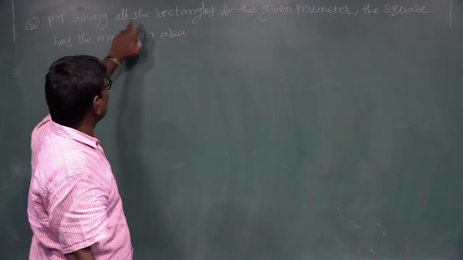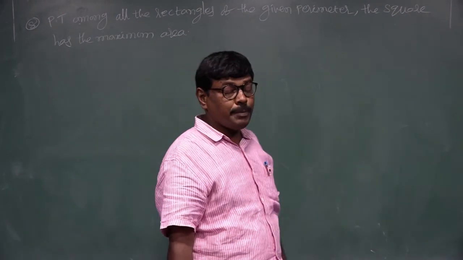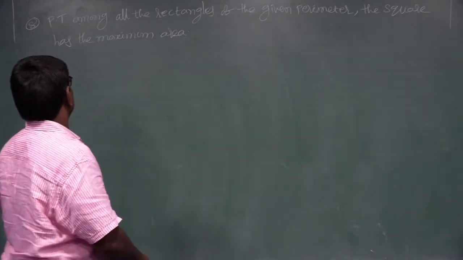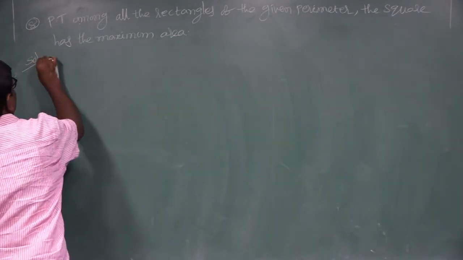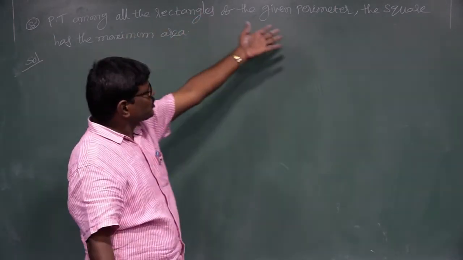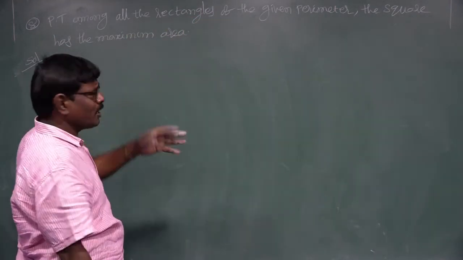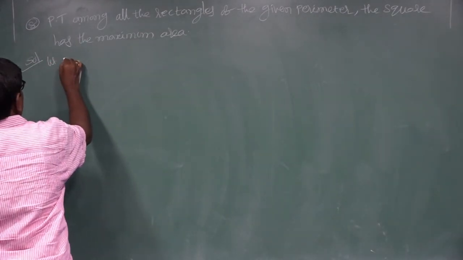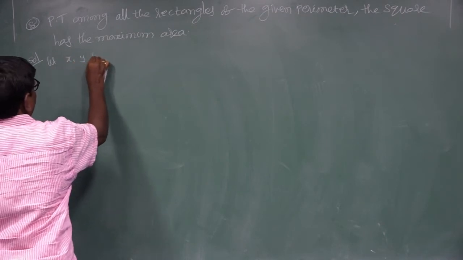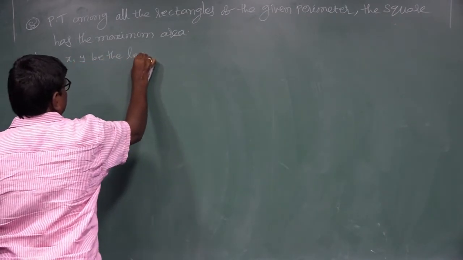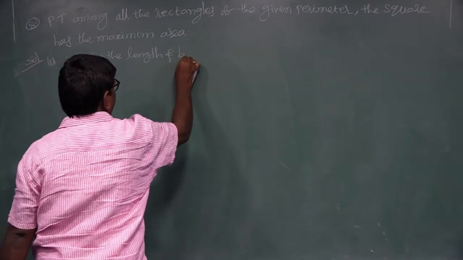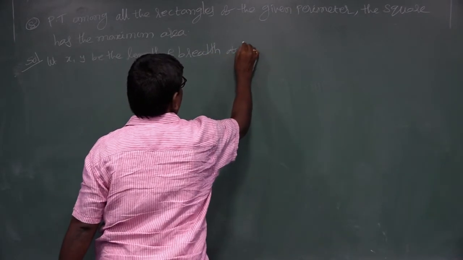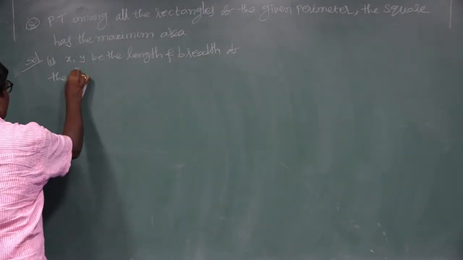Prove that among all rectangles of the given perimeter, the square has the maximum area. Solution: maximum area rectangle becomes a square, and length equal to breadth. Let x comma y be the length and breadth of the rectangle.